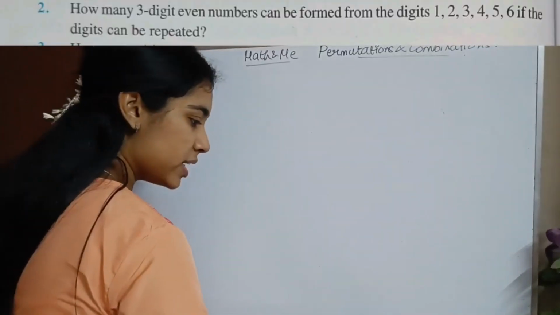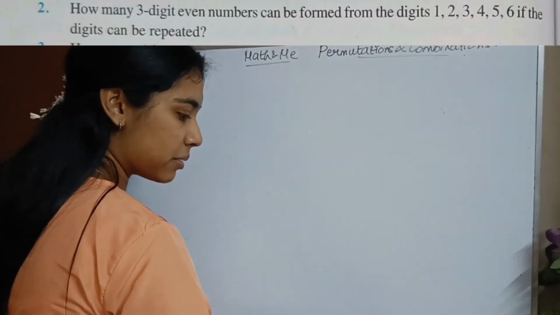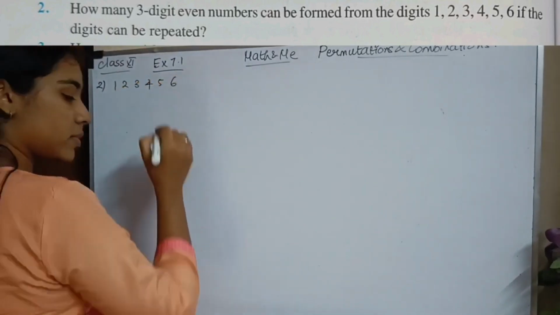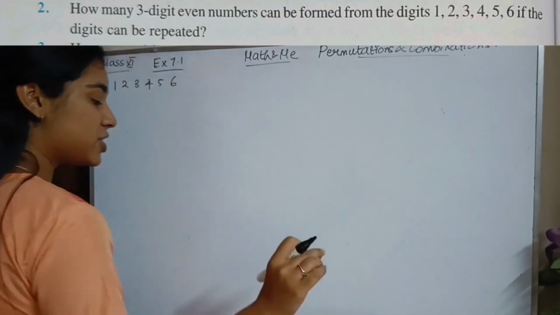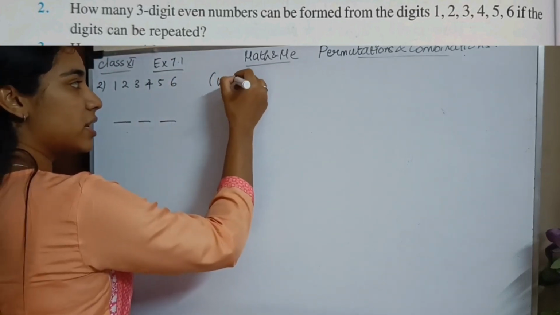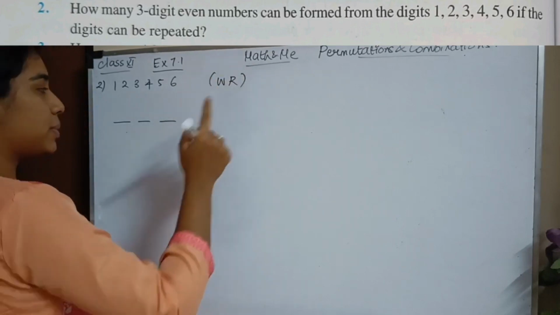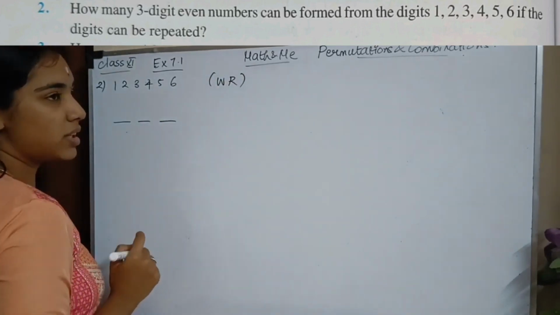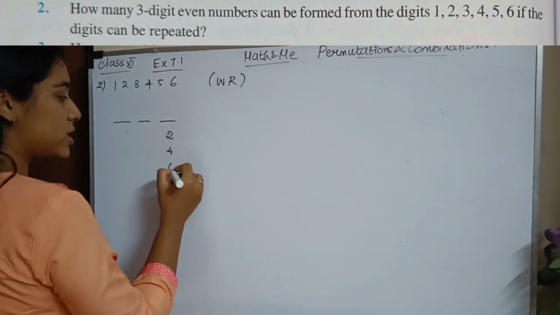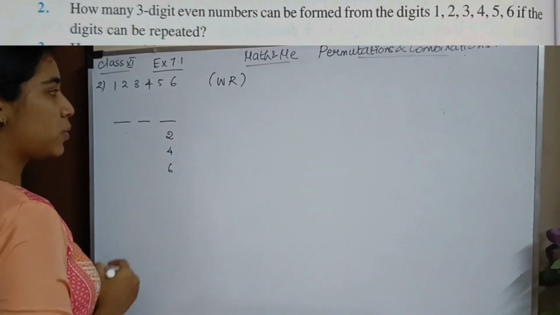Question number 2. How many 3-digit even numbers can be formed from the digits 1, 2, 3, 4, 5, 6? 3-digit even number, so the digit can be repeated. So 3 digit they have given with repetition. So 3-digit number, I want the number to be even. So how many options do I have? 2, 4, 6. These are the numbers that I can use in my ones place.